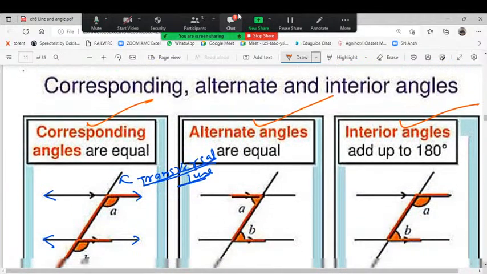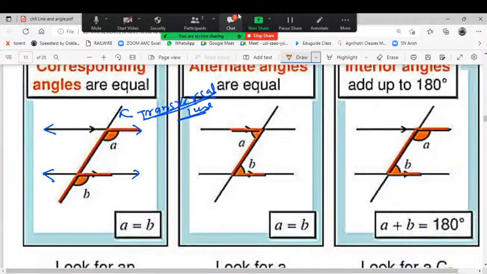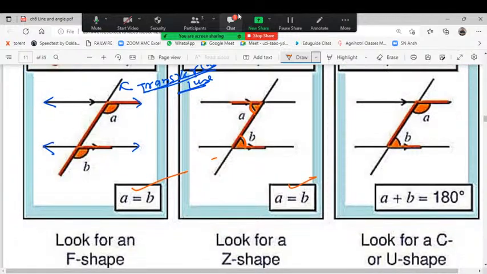Now I'm presenting in front of you your corresponding angles, and these corresponding angles make the symbol of F. They are equal to each other. These are your alternate angles. They make the symbol of Z, and they are equal to each other. And these are interior angles, which make the symbol of U, or you may say C, which sum up to give you 180. Got it? Yes, sir.